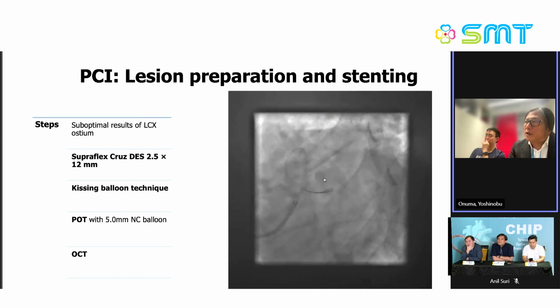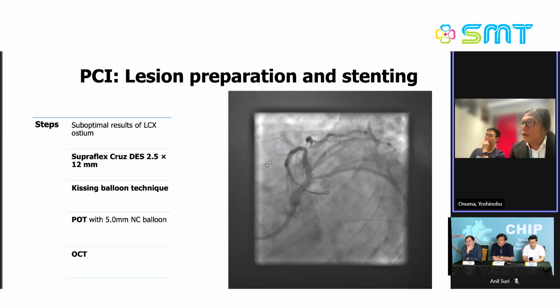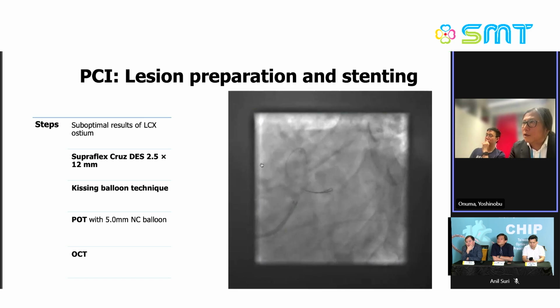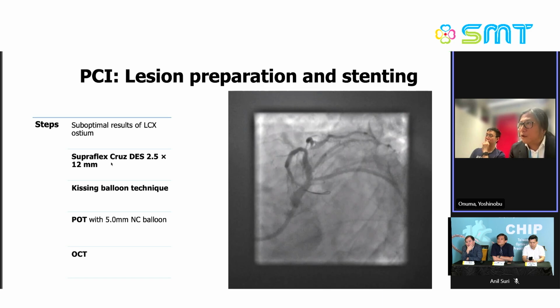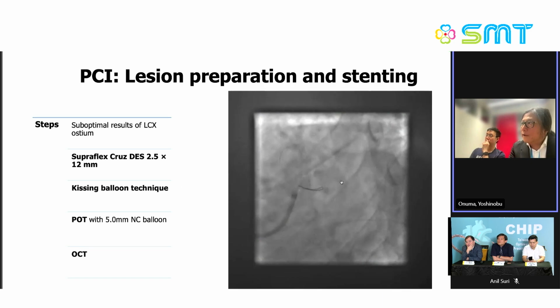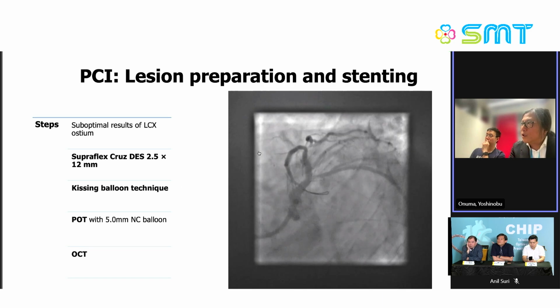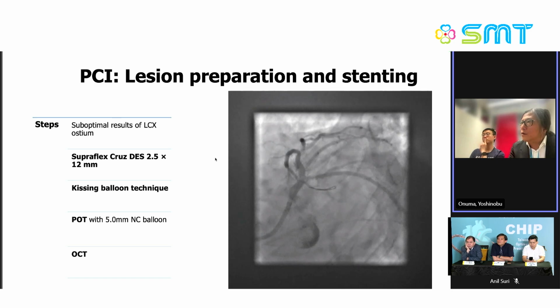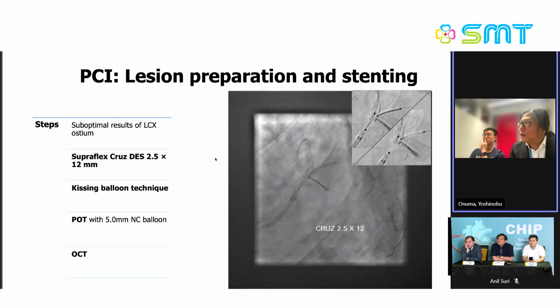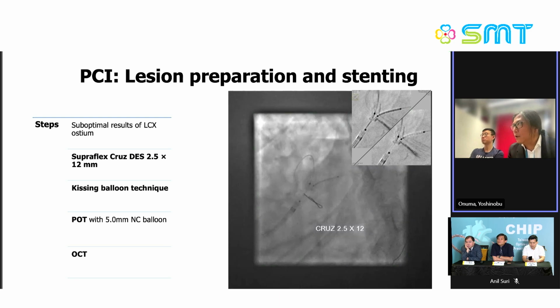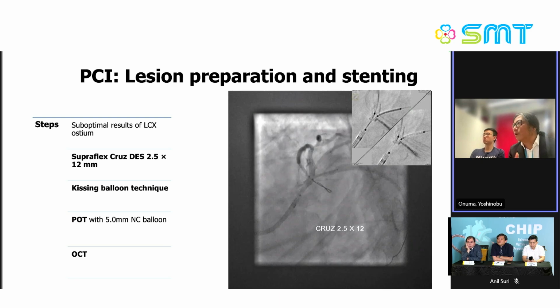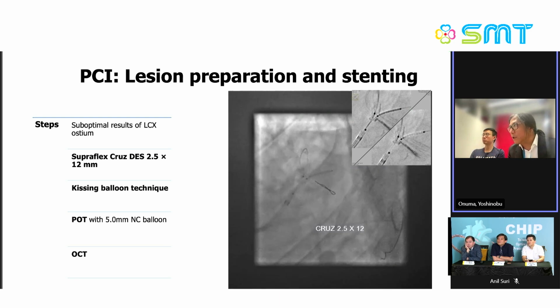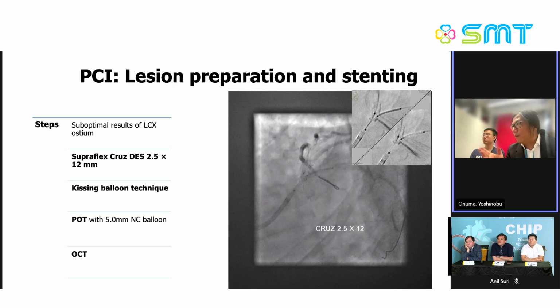So what we have done is we did POT and then we rewired, and then we inserted another Supraflex Cruz into the circumflex to seal this potential dissection, 3.0 by 12. And then it's kind of the T-stent technique. It was a provisional one stent converted to this TAP or minimum T.